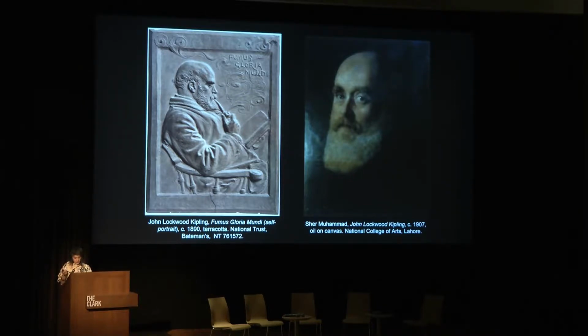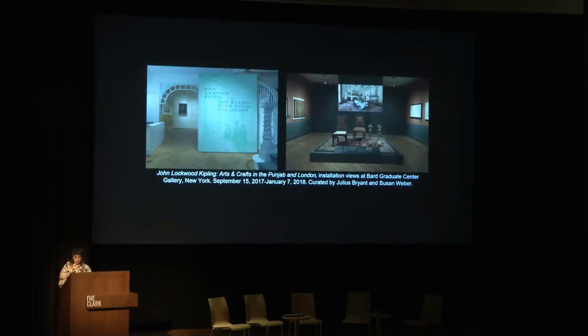His career was the subject of a recent retrospective exhibition, John Lockwood Kipling, Arts and Crafts in the Punjab and London, at the Bard Graduate Center Gallery and V&A, which examined the lasting legacy of that movement and figure. Despite the centralizing impulse of imperial policy, each of the art schools in colonial India evolved along distinct lines and played a unique role in the history of modern South Asia.